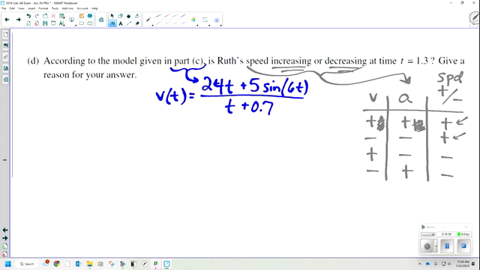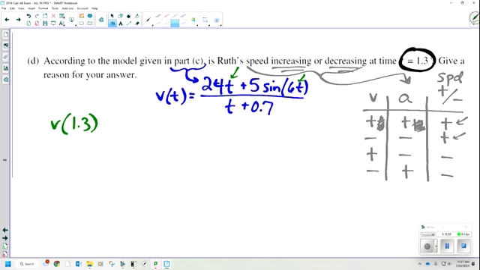So again, we need to know the sign, positive or negative, of velocity at time 1.3. Let's not forget, this is our time. And I also need the acceleration at 1.3, and I need to compare their signs. All right? So let's start with velocity. So the velocity at 1.3. I'm going to put 1.3 into each one of these t's.